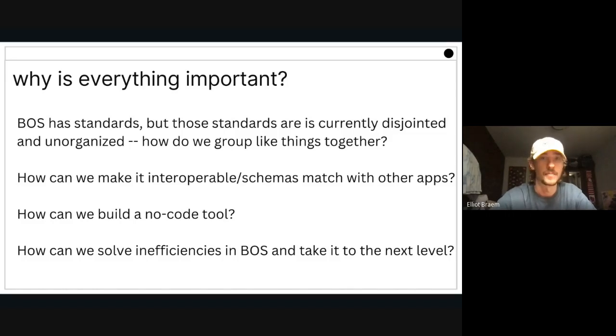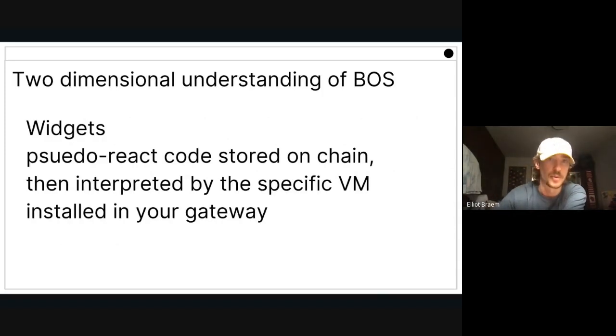Another reason everything is important is how can we build a no-code tool? Because currently we can't necessarily build a no-code tool dealing with just the widgets that we have at our disposal. And then how can we solve inefficiencies in BOS and take it to the next level? So we're going to explore all these questions today. But first, we're going to start with our current two-dimensional understanding of BOS, which revolves around this concept of widgets, which are pseudo React code stored on chain. And then that React code is interpreted by the specific VM that you have installed in your gateway.